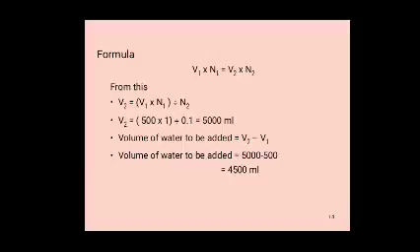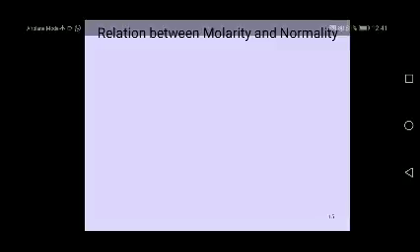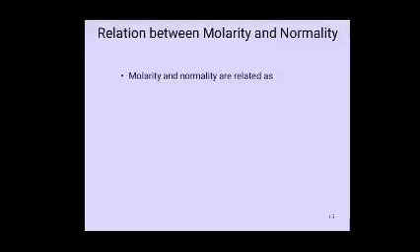V1 is 500 ml, V2 is 5000 ml. Volume of water to be added to the solution, B, is equal to V2 minus V1, that is 5000 minus 500, which is 4500 ml of water added to the given solution.